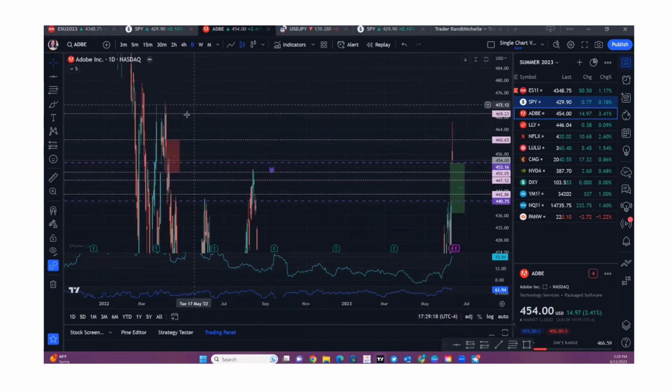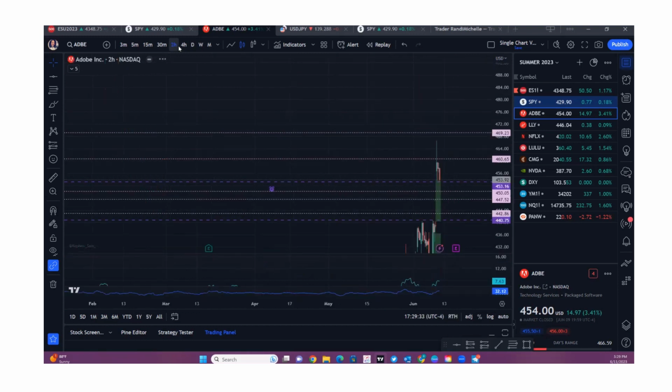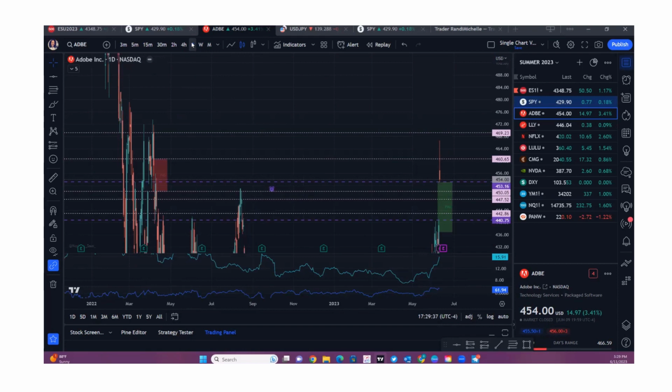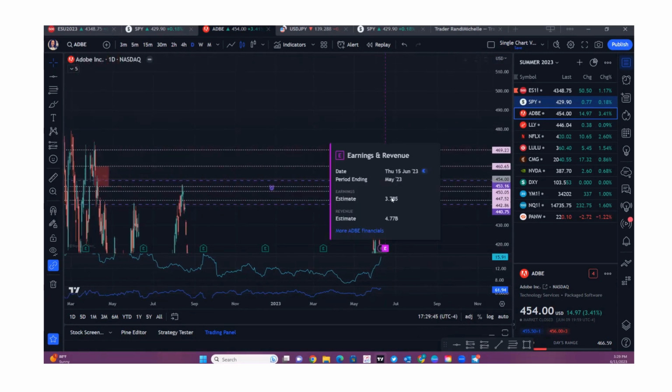Adobe, I don't know what I want to do with you. I really don't. If anything, no, it's too much of a rejection. I can't say it wants to retrace this wick yet. I can't say that yet. So we're just gonna wait on the upside because I don't really have a clear path on where it wants to go. And Adobe has earnings, so it may just surprise us.